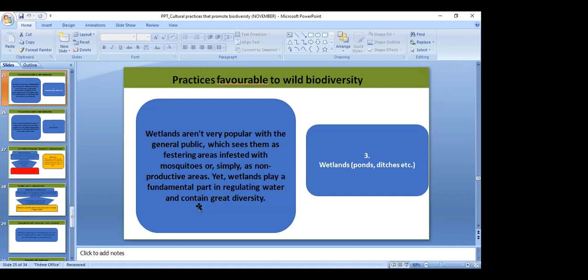We say wetlands aren't very popular with the general public, which sees them as festering areas infested with mosquitoes, or simply as non-productive areas. Yet wetlands play a fundamental part in regulating water and contain great diversity. And that is what wetlands do for our farm. It regulates so many things. So we encourage that you don't dam it. And if you must dam it, do it in such a way that the water can still flow through. It can still flow, because it is in flowing that the favorable aspect of wild biodiversity is encouraged.